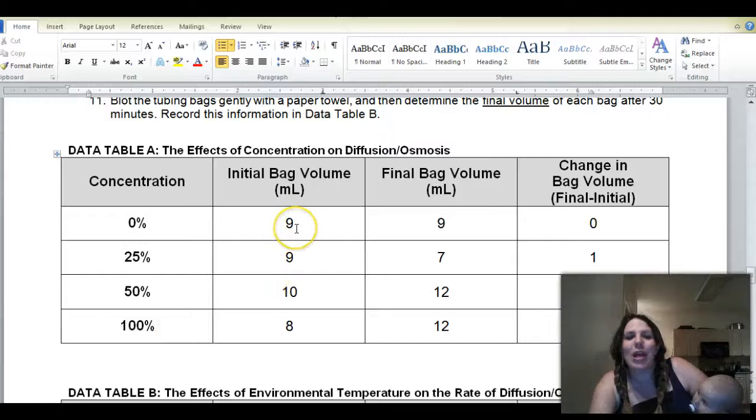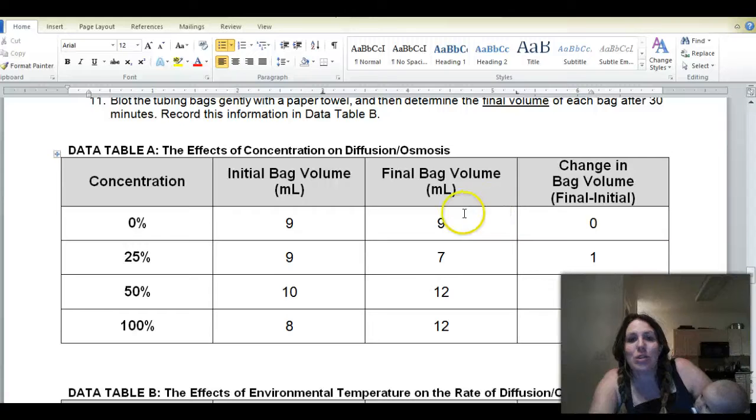So you might recall I had a volume of 9 milliliters at the start of the experiment for my 0% molasses, 9 milliliters for the 25%, etc. Then at the end of the 30 minutes, I dried off my things and I used the volume displacement method again to find the volume of the bag after the experiment, so the final volume. And here are the results I got in milliliters. So what we're really interested in to determine how concentration affected diffusion and osmosis is to figure out our change in bag volume.